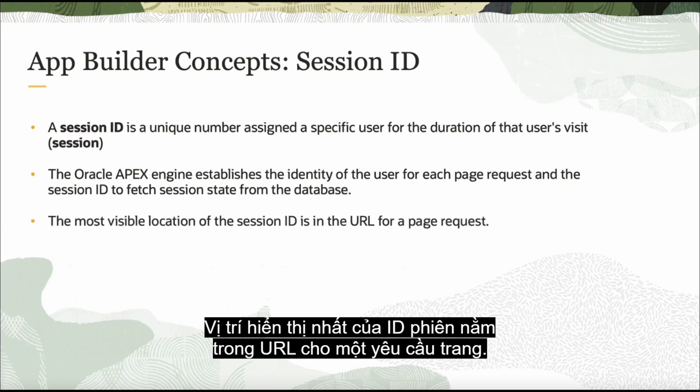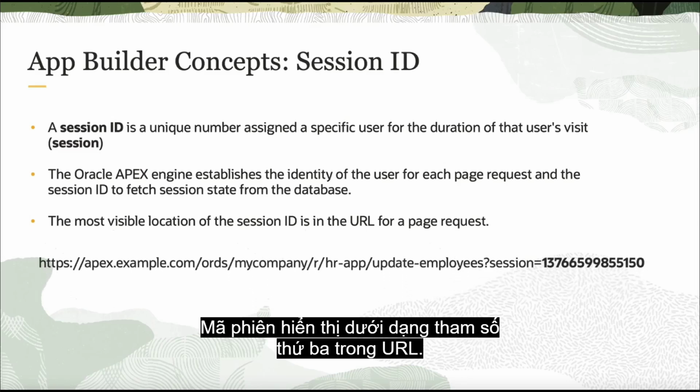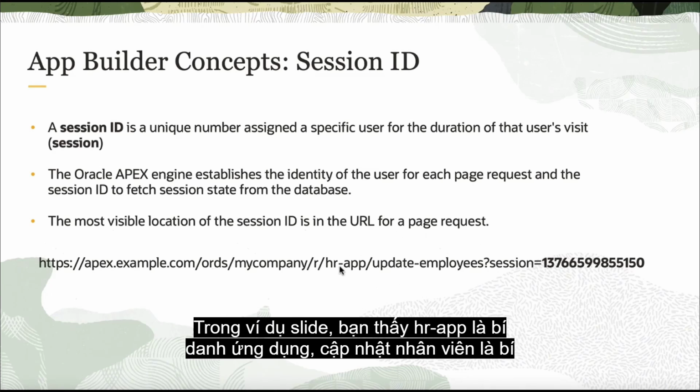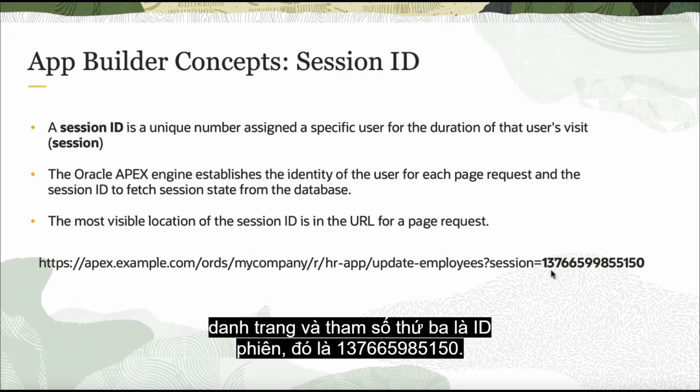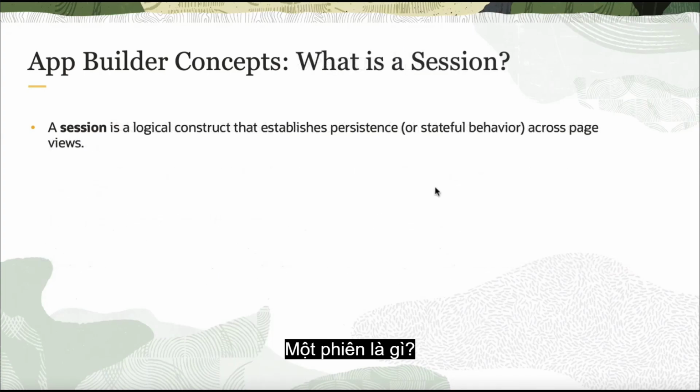The most visible location of the session ID is in the URL for a page request. The session ID displays as the third parameter in the URL. In the slide example, you see HR app is the application alias, update employees is the page alias, and the third parameter is a session ID, which is 137665998555150.